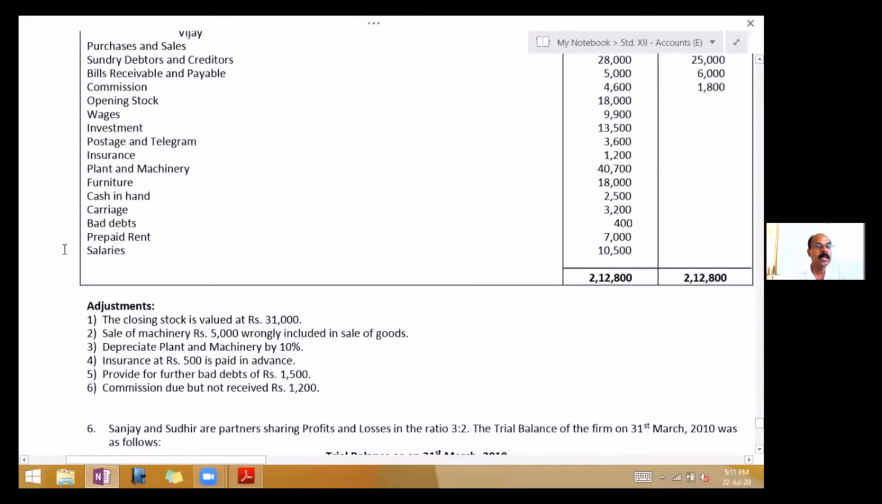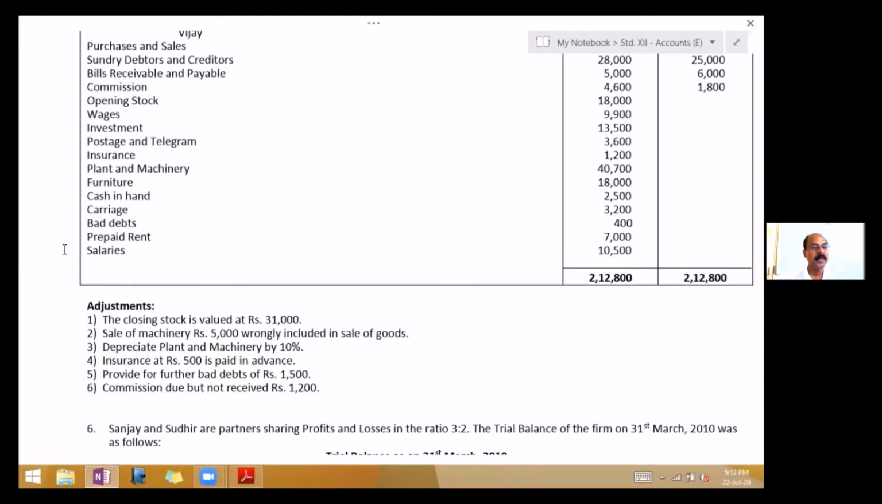The closing stock is valued at rupees 31,000. Sale of machinery rupees 5,000 wrongly included in sale of goods. We have done this adjustment in final accounts some time ago. I thought like you must have forgotten. That's why I put this adjustment again. Depreciation on plant and machinery by 10%. Insurance of rupees 500 is paid in advance. Provide for further bad debts rupees 1,500 and commission due but not received rupees 1,200.